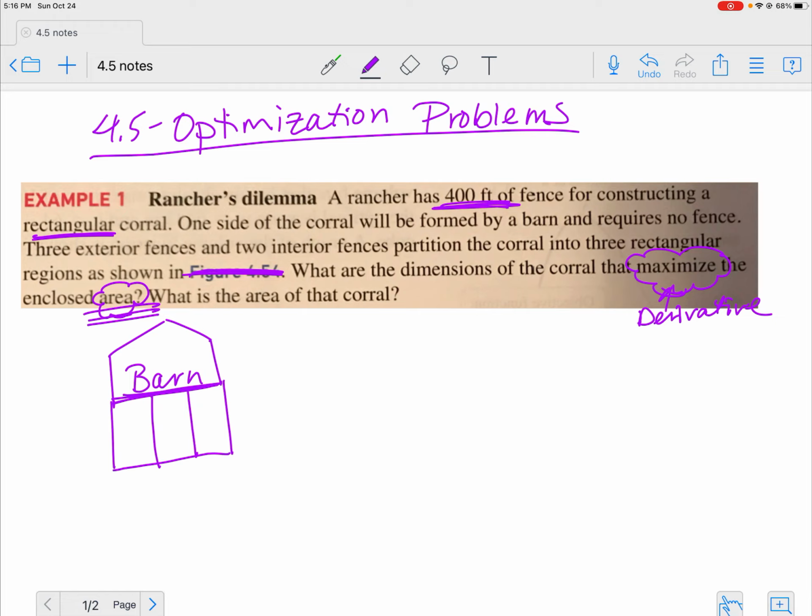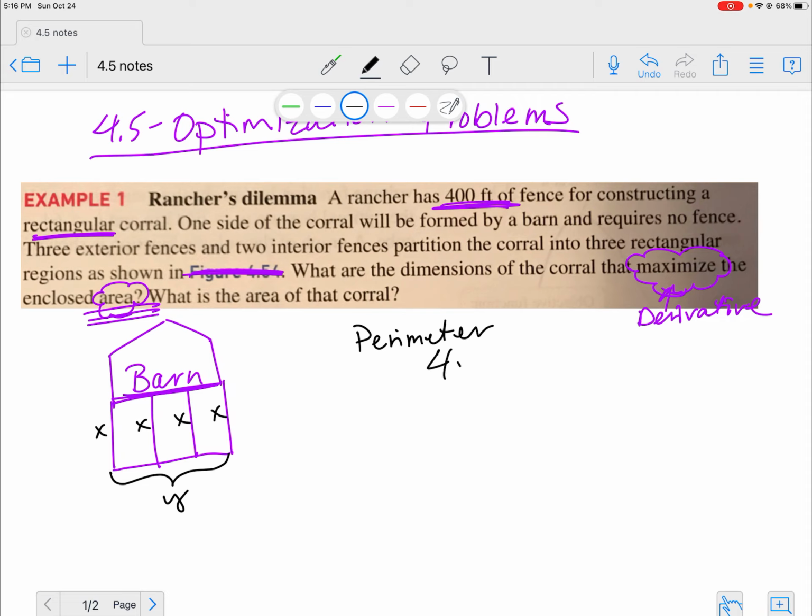The perimeter. When I have a rectangle, I know that this length, this length, this length, and this length are all the same, because it's a rectangle. It told me that in the problem. And then I have this length over here, which we're going to call y. That's the fence that I have. So if I want to find the perimeter of this, I have 4 x's and 1 y to give me my 400 feet of fence. Do you see that?